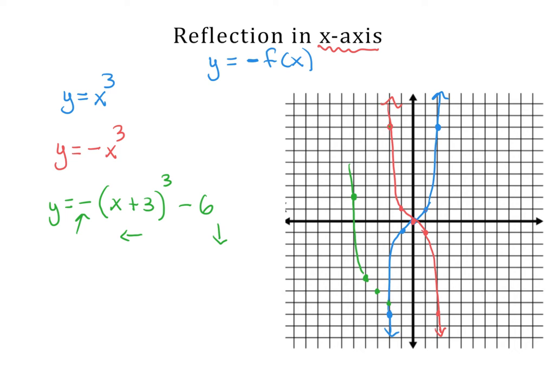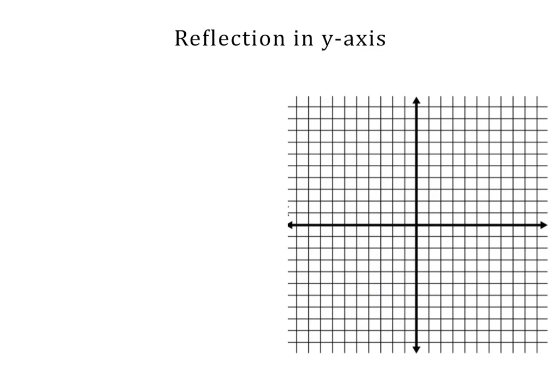So you're going to have this graph. You might look at this green one and think it looks really complicated, but if you just remember you got your parent function, then you can reflect it, and then you can shift it. Kind of take it step by step, and then it's not too bad.